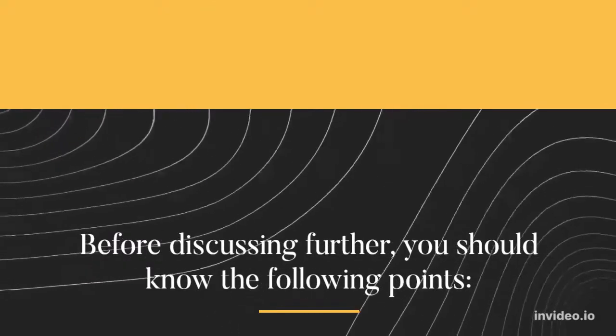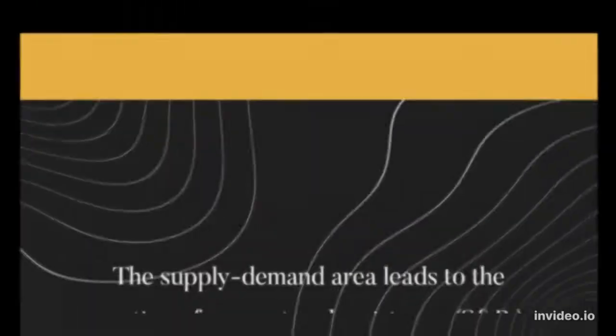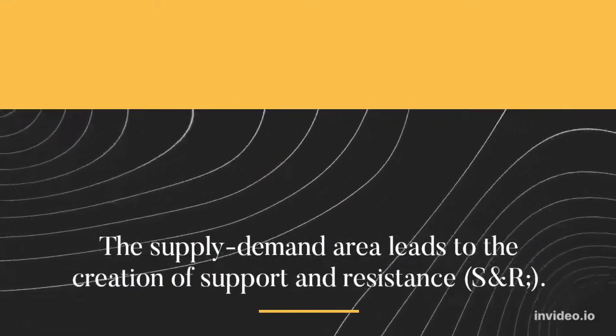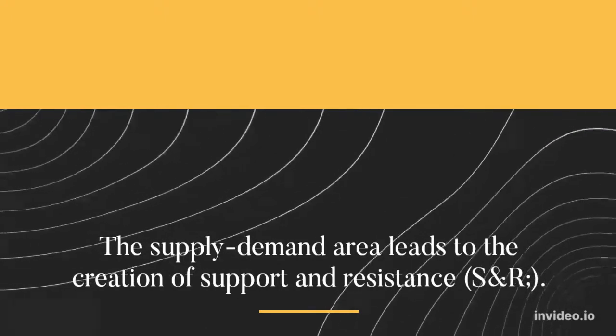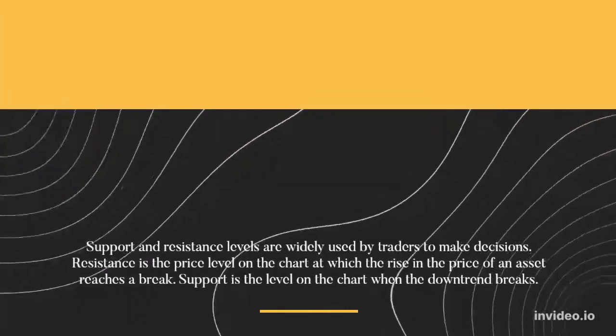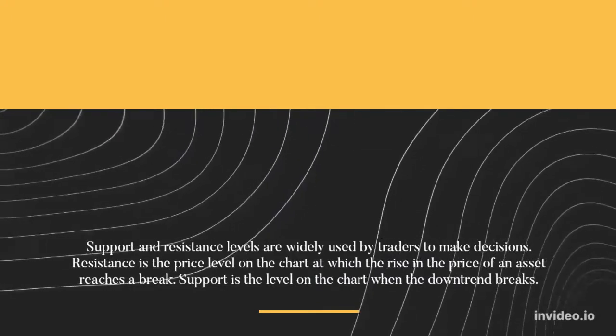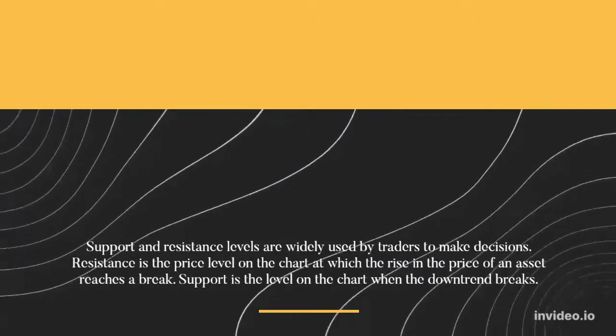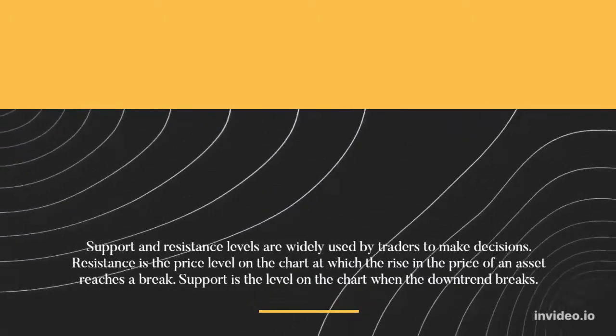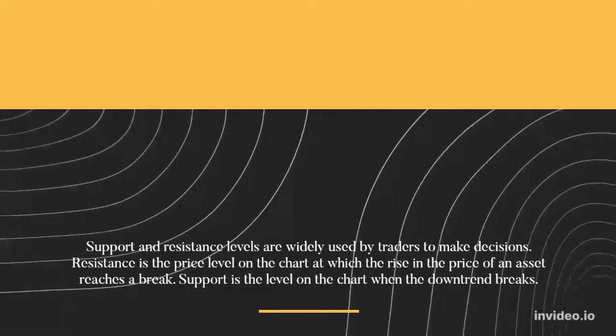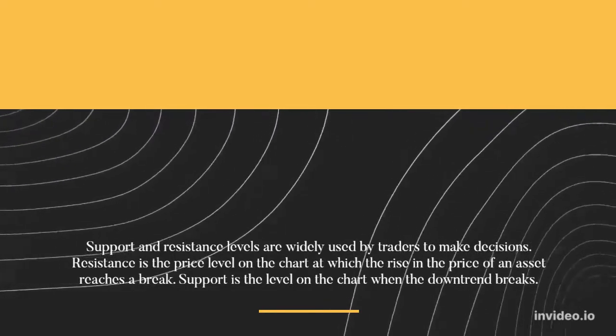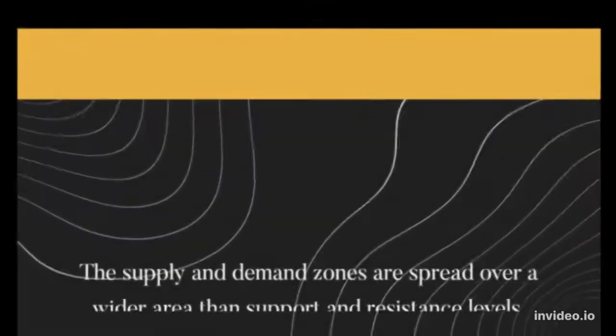Before discussing further, you should know the following points. The supply-demand area leads to the creation of support and resistance, S&R. Support and resistance levels are widely used by traders to make decisions. Resistance is the price level on the chart at which the rise in the price of an asset reaches a break. Support is the level on the chart where the downtrend breaks.